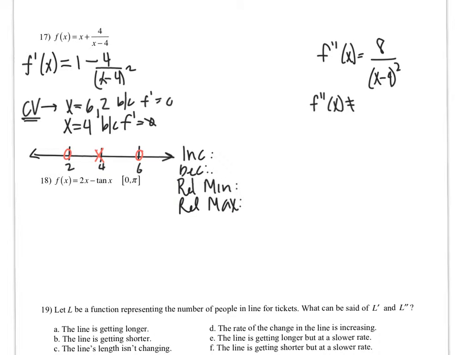Hey guys, I'm going to go ahead and do number 17, 18, and 19 with you. I've already started working on 17 as we started it in class. So f prime of x is 1 minus 4 over (x minus 4) squared.